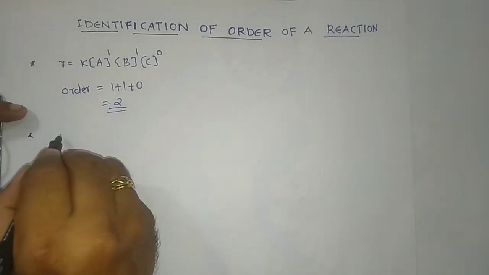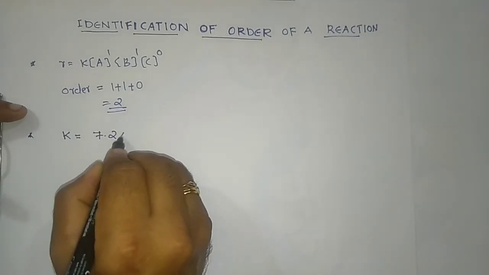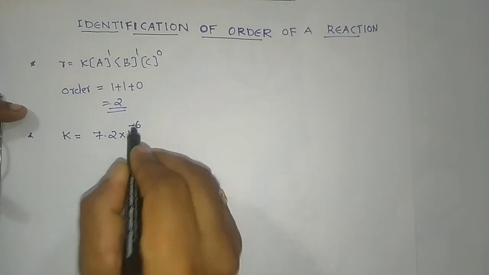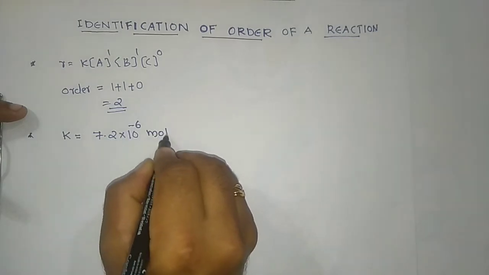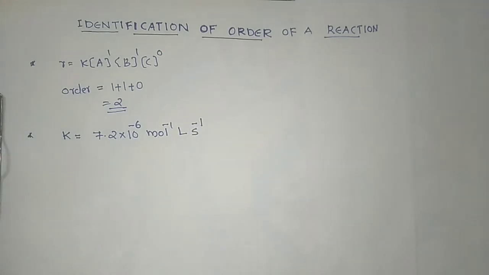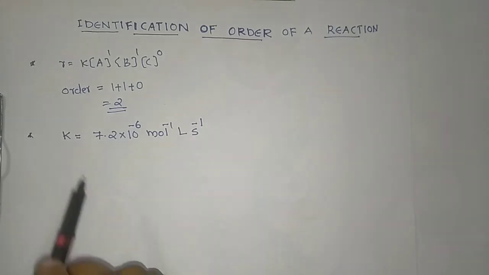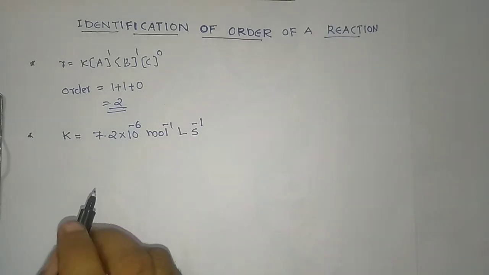Then second one, the rate constant of a particular order reaction is 7.2 into 10 raised to minus 6 mole raised to minus 1 liter second raised to minus 1. Mole raised to minus 1 liter second raised to minus 1.